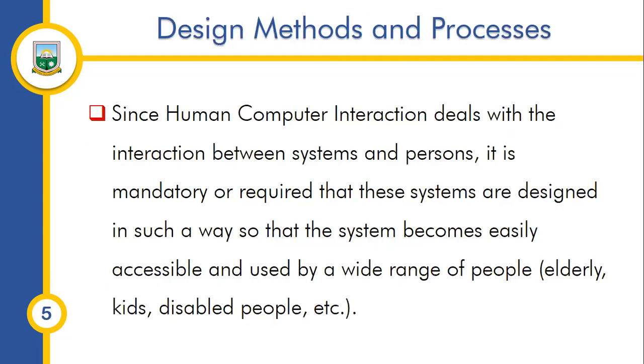So moving straight to our main topic, which is design methods and processes. During our research, we got to know that since human-computer interaction deals with the interaction between systems and persons, it is mandatory that these systems are designed in such a way that they are easily accessible to people. The kind of people that can access the system should have a wide range, from the elderly to kids, disabled people, etc.